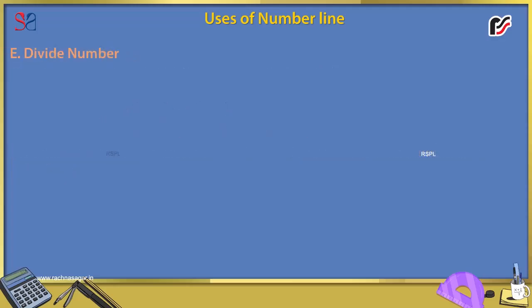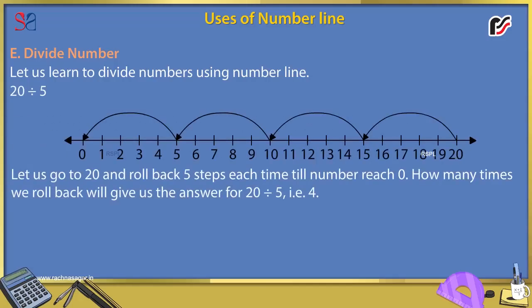E. Divide numbers. Let us learn to divide numbers using number line. 20 divided by 5. Let us go to 20 and roll back 5 steps each time till we reach 0. How many times we roll back will give us the answer for 20 divided by 5, that is 4.